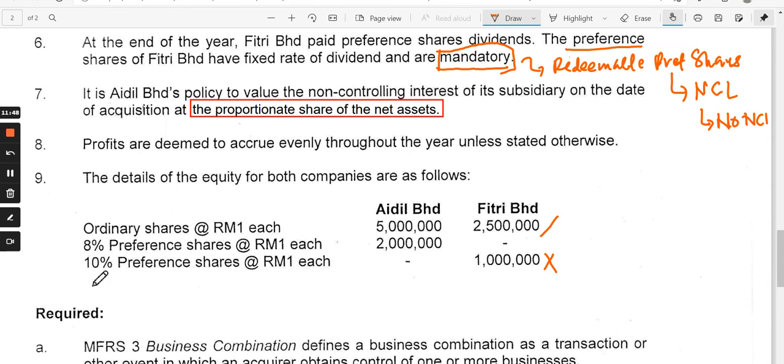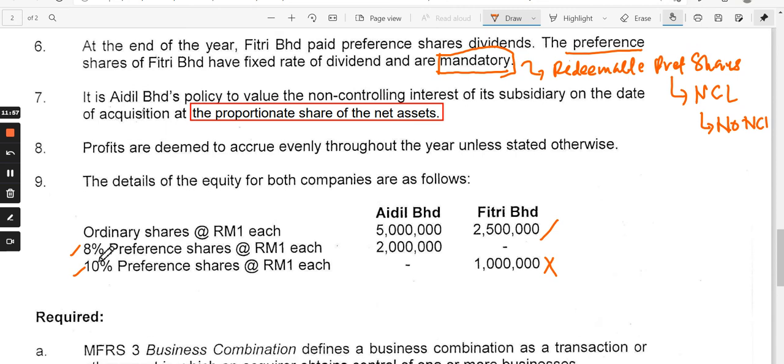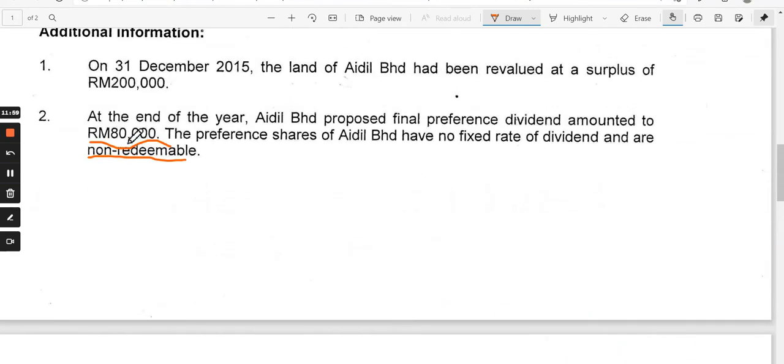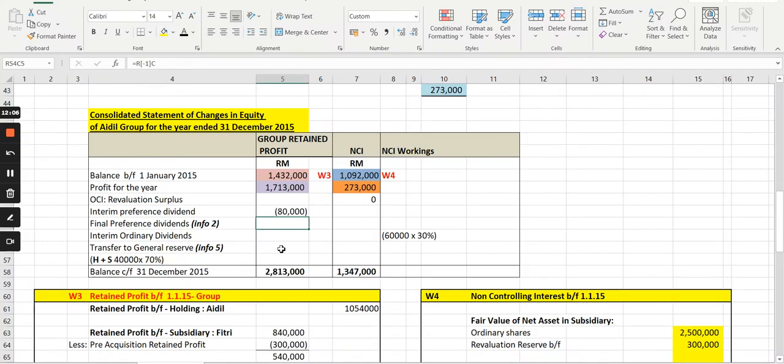The different rate as well will tell you that they are different, 8% versus 10%. The one that AIDIL is declaring is 8%, so that 8% is already calculated for you, 80,000. And this one will have to be included in the statement of changes in equity of AIDIL here. Do not include the one of the subsidiary here. The one that you include in the group retained profit column is the one of the parent only. Subsidiary will do that in their own individual retained profit.